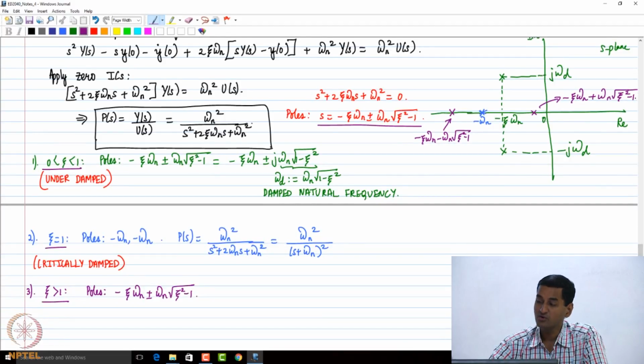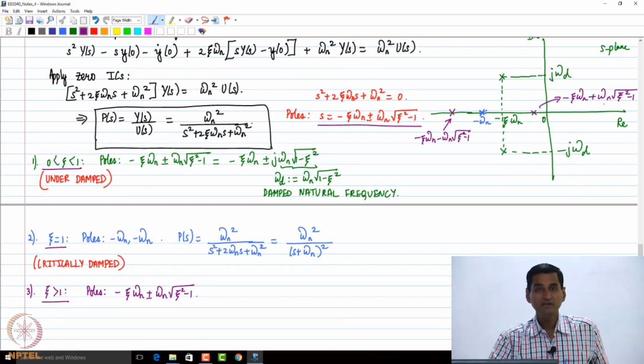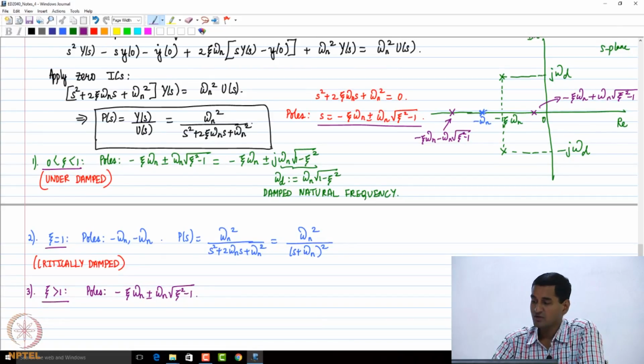But the question arises, how do I know whether this pole is still in the left half plane? Please note that minus zeta omega n would be dominating the sum. So we can see that the magnitude of omega n times square root of zeta squared minus 1 will be lower than minus zeta omega n, for any zeta greater than 1. So the value will be negative, but it will be less negative than the other pole. That's the implication. As a result, this one is the dominant pole.